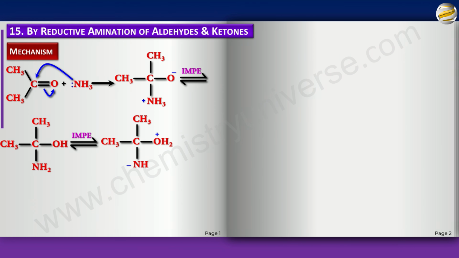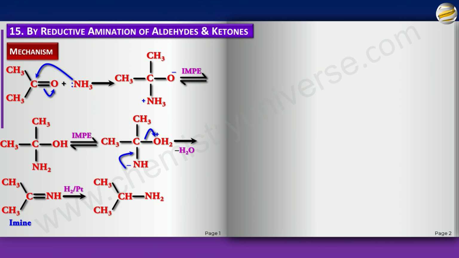Okay, so with that out of the way, now let's see what happens. If water is lost, then N minus will make the carbon again octet complete, and you will get imine. This is what we were looking for. And if you simply do catalytic hydrogenation, you will get a primary amine, because there is an NH2 here. N has only one carbon.